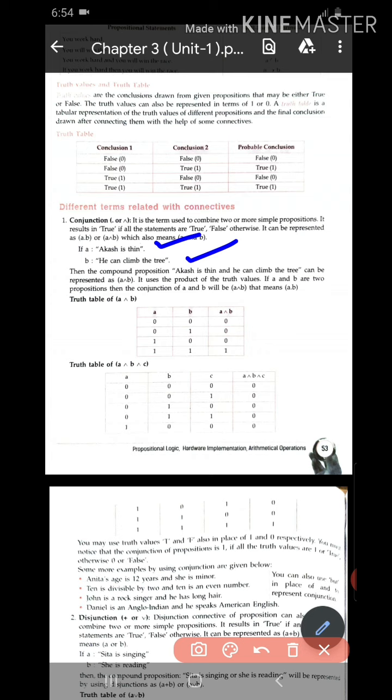See here, Akash is thin, he can climb the tree. A and B both are variables. "Akash is thin and he can climb the tree" is known as a compound proposition because I am using "and" here. And is a connective, which combines two propositions together to form a new proposition.